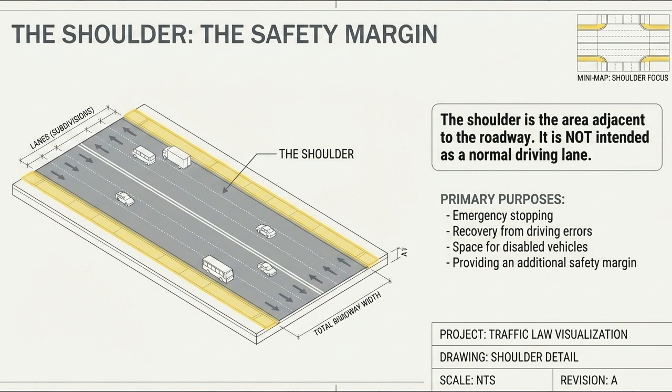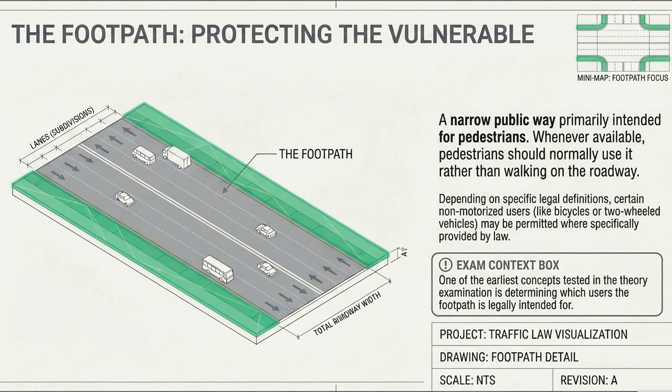Understanding this intended use explains instantly why driving on the shoulder to bypass a traffic jam is strictly illegal. Finally, guide your attention to the footpath, shown here in green. This is a public way specifically engineered and legally intended to protect vulnerable pedestrians. Whenever available, pedestrians should normally use it rather than walking on the roadway. This concept is so fundamental that it's often one of the very first things tested in a driving theory exam, knowing exactly who a footpath is legally designed for.